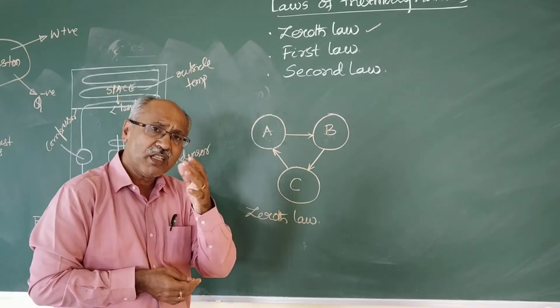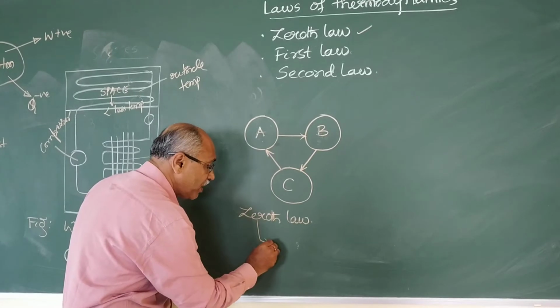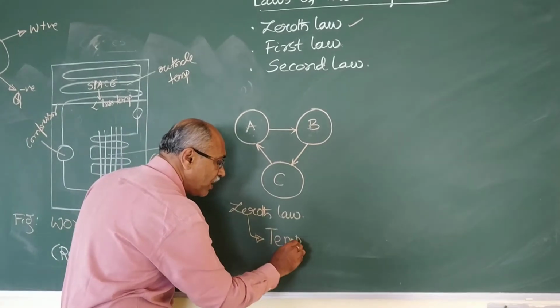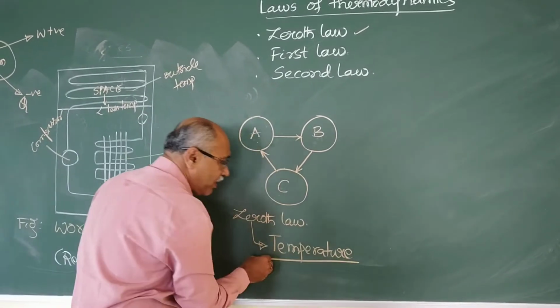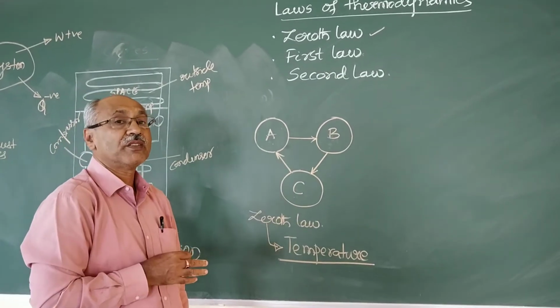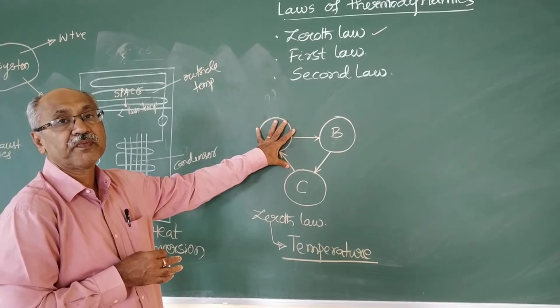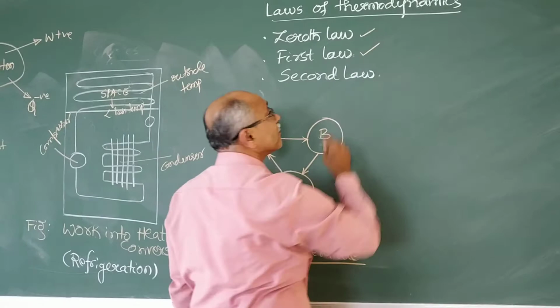Then what is the outcome of this zeroth law of thermodynamics? The outcome of this zeroth law of thermodynamics is that it gave an evaluation for temperature. Measurement of temperature. That is the outcome of the zeroth law of thermodynamics. Then coming to the second one, the first law of thermodynamics.